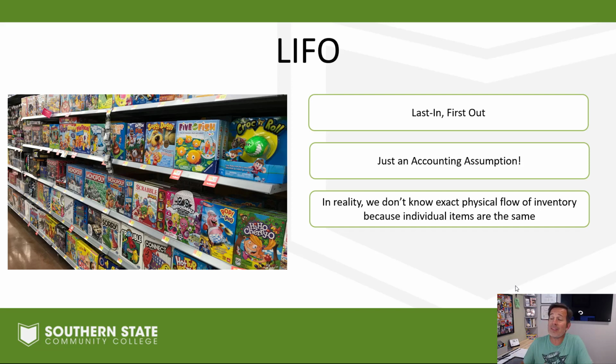All right, so maybe there will be a day when the technology gets cheap enough where we can do that and we can do more of a specific identification as to what is sold. But for now, we've got to use the accounting assumptions. We're using LIFO, FIFO, or weighted average.